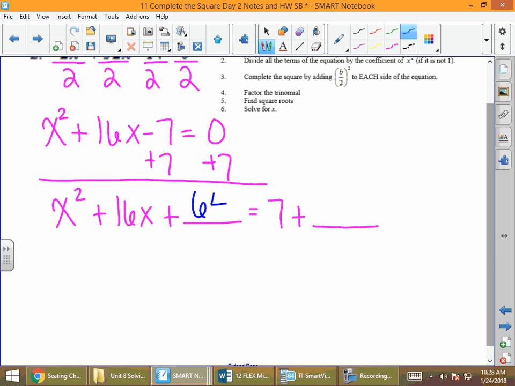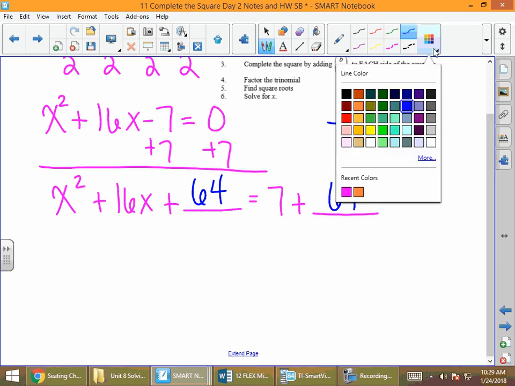Did you get 64? Here's where I got 64. I hope it's the same place where you got 64. We take 16, divide by 2, which is 8, and square. 64 is a little bit bigger number than we worked with before, but that's okay. It's b divided by 2, and then we square that number.